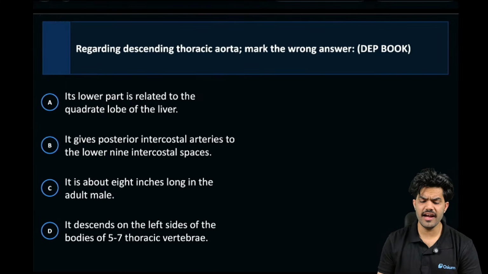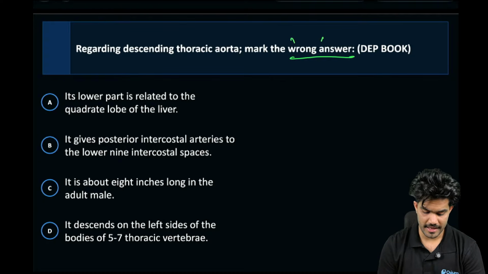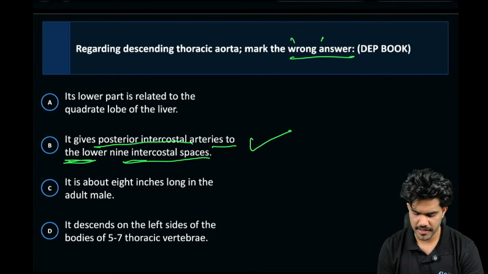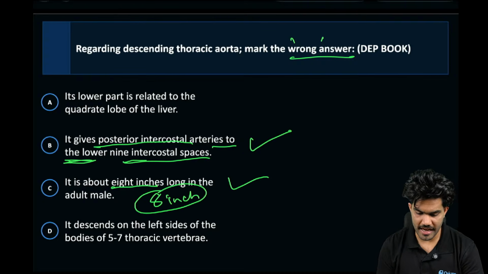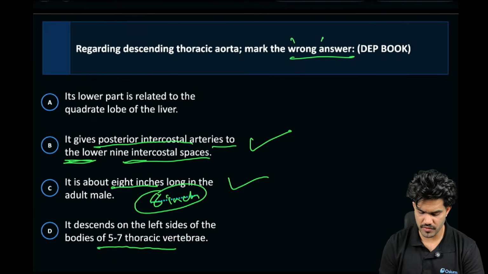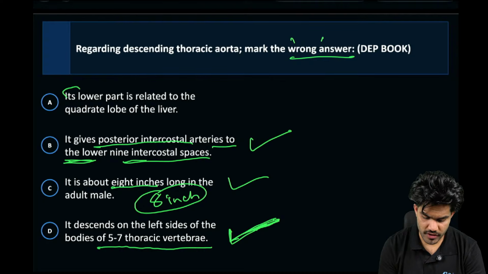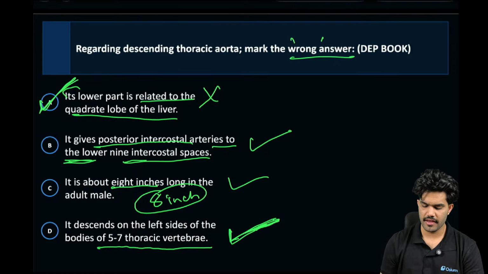Okay, regarding descending thoracic aorta, mark wrong answer. Okay, let's see. It gives posterior intercostal arteries to lower 9 intercostal spaces. Yes, lower 9 pairs, I told you. Yes, it's true. It is about 8 inches. Yes, it is about 8 inches. It's true. It descends on the left side of bodies of 5 to 7 thoracic vertebra. Yes, it's also true. Okay. Now, its lower part is related to quadrate lobe of the liver. No, it's a false answer.